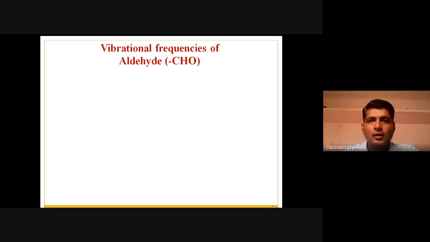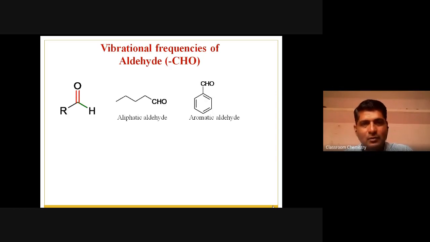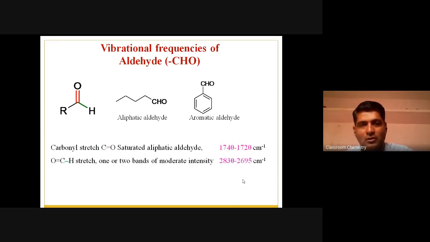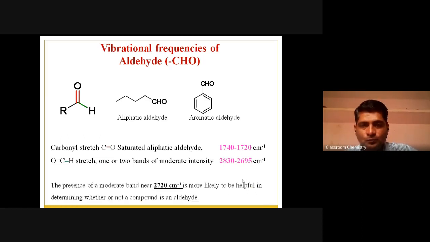Okay. So in the last lecture we have seen the vibrational frequency of aldehyde. The group which has the CHO group is called an aldehyde. So this is the structure of aldehyde. There are different types of aldehyde, that is aliphatic and aromatic aldehyde. Aromatic aldehyde means when the CHO group is attached to the benzene ring, then it is called an aromatic aldehyde. So these are the vibrational frequencies of the aldehyde.